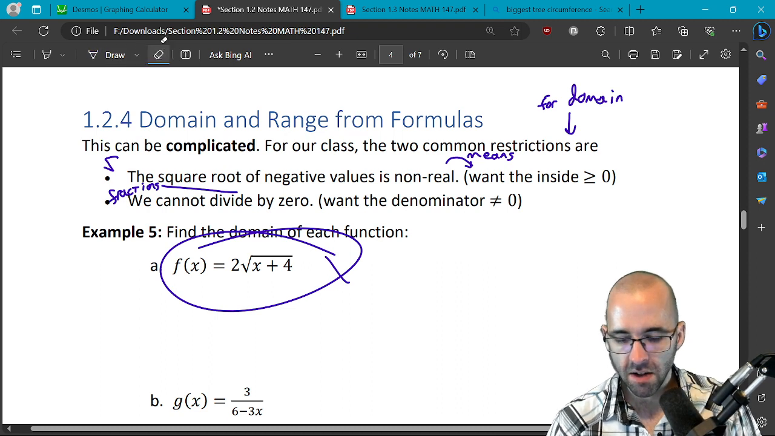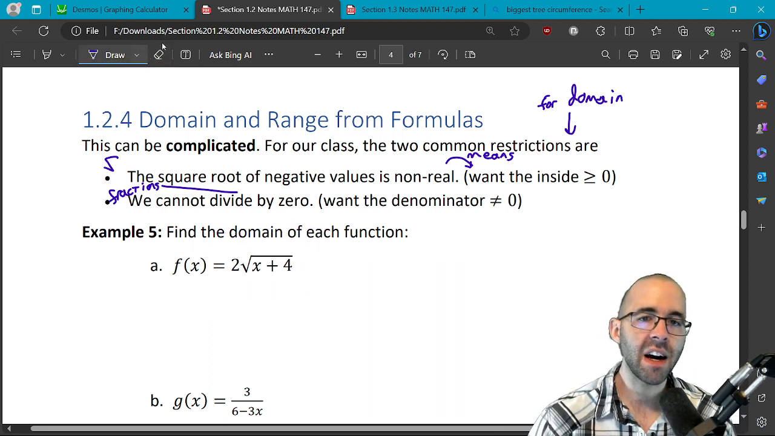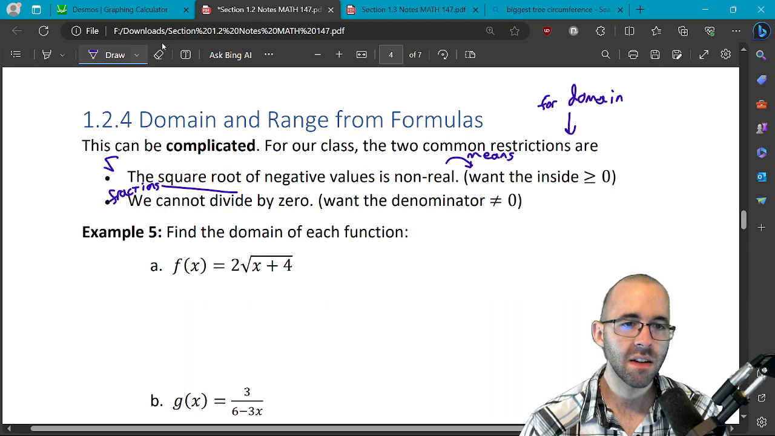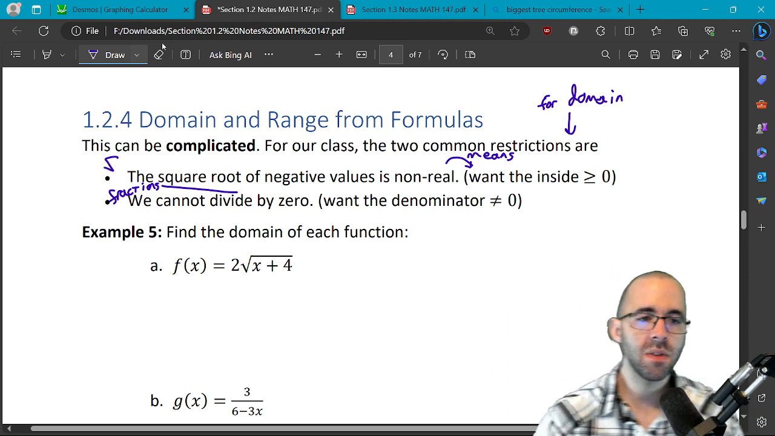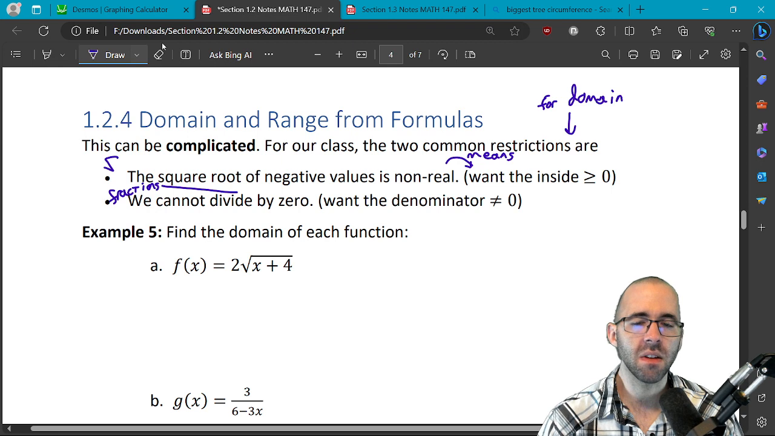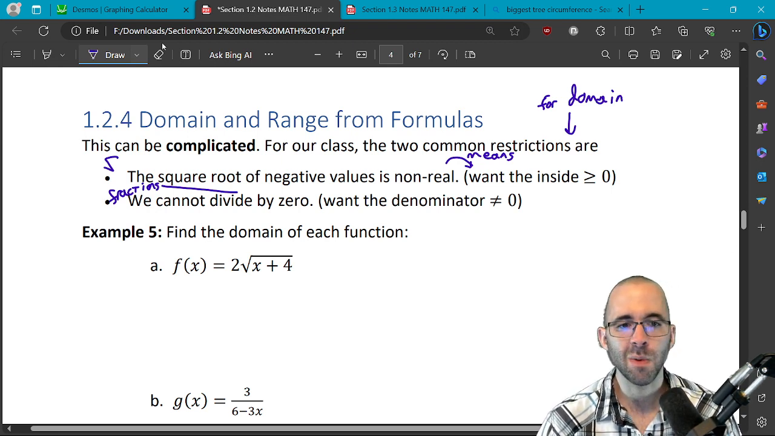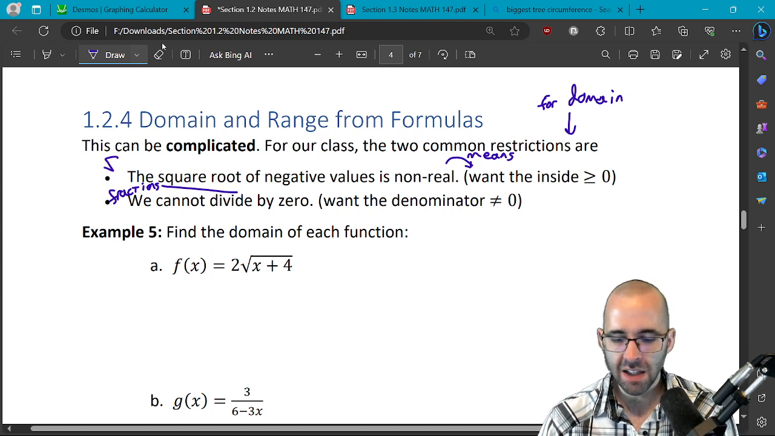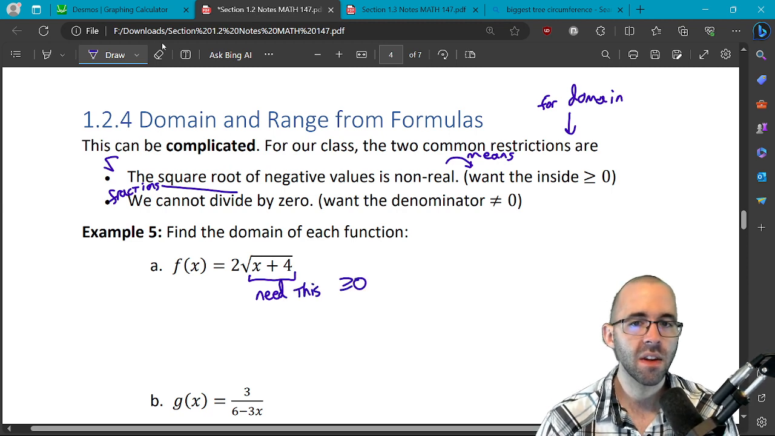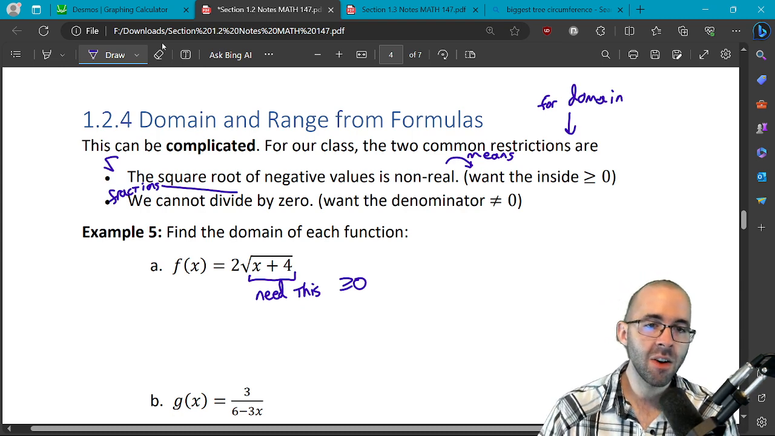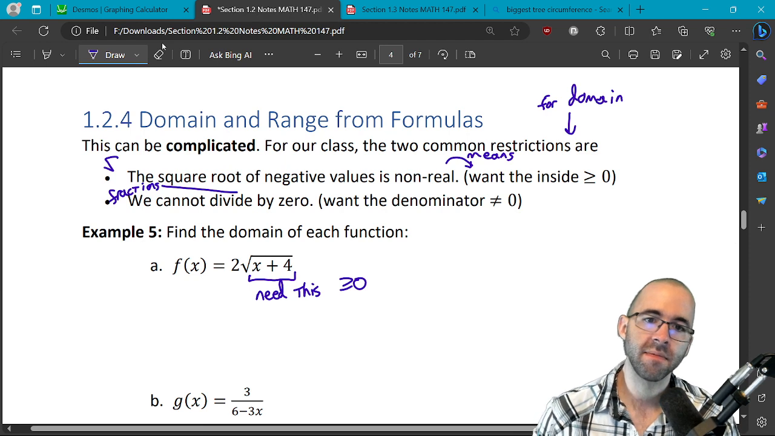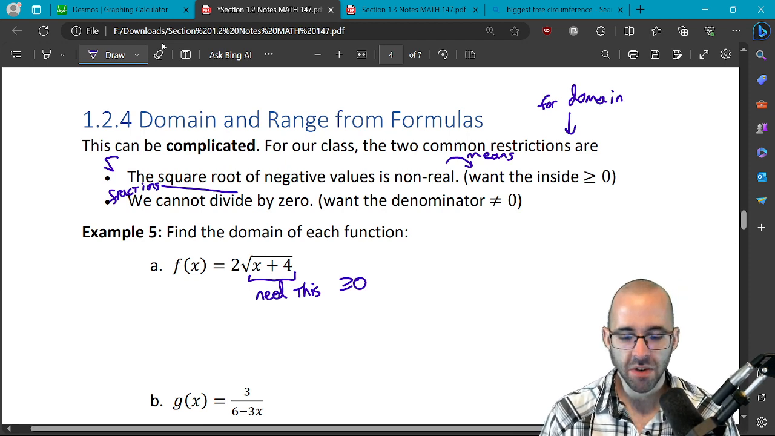What's the domain? Well, domain is all the input values that make sense. So if there's a square root, we think about what can cause problems here. Well, if the inside's negative, then we're not real anymore. So we need the inside of the square root to be at least 0. That's how we find our domain. If the inside is at least 0, everything's fine. That's going to be how we solve our domain.